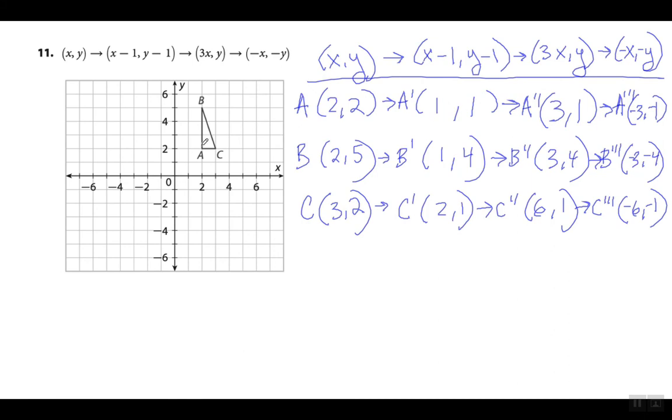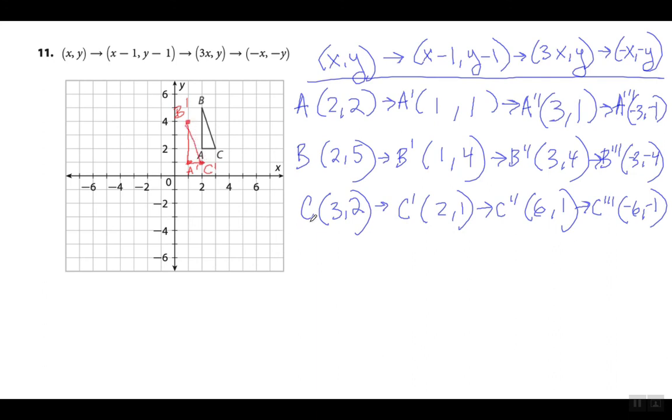A prime is at 1, 1. B prime is at 1, 4. Wait, 1, 4. I almost messed up. And C prime is at 2, 1. All right, so that's my first transformation.